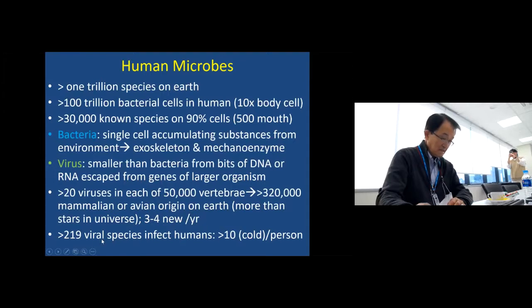And there are more than 200 virus species that infect humans. For example, in the common cold, there are more than 10 different viral species individually. So we are living with all these kinds of numerous microbes inside and outside.